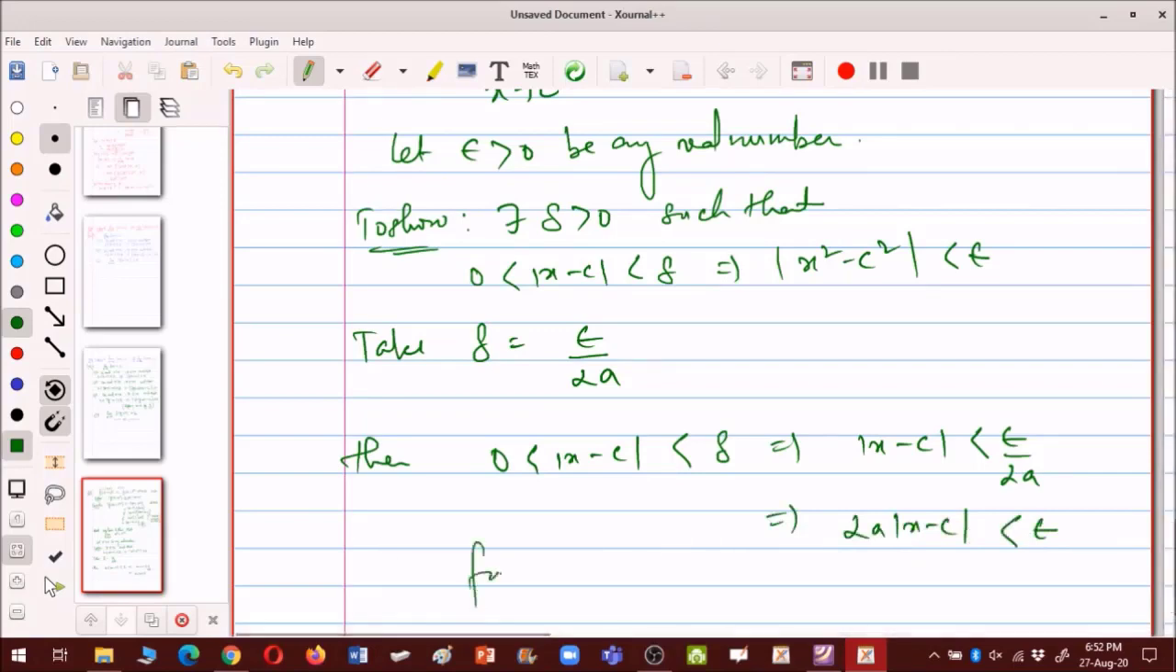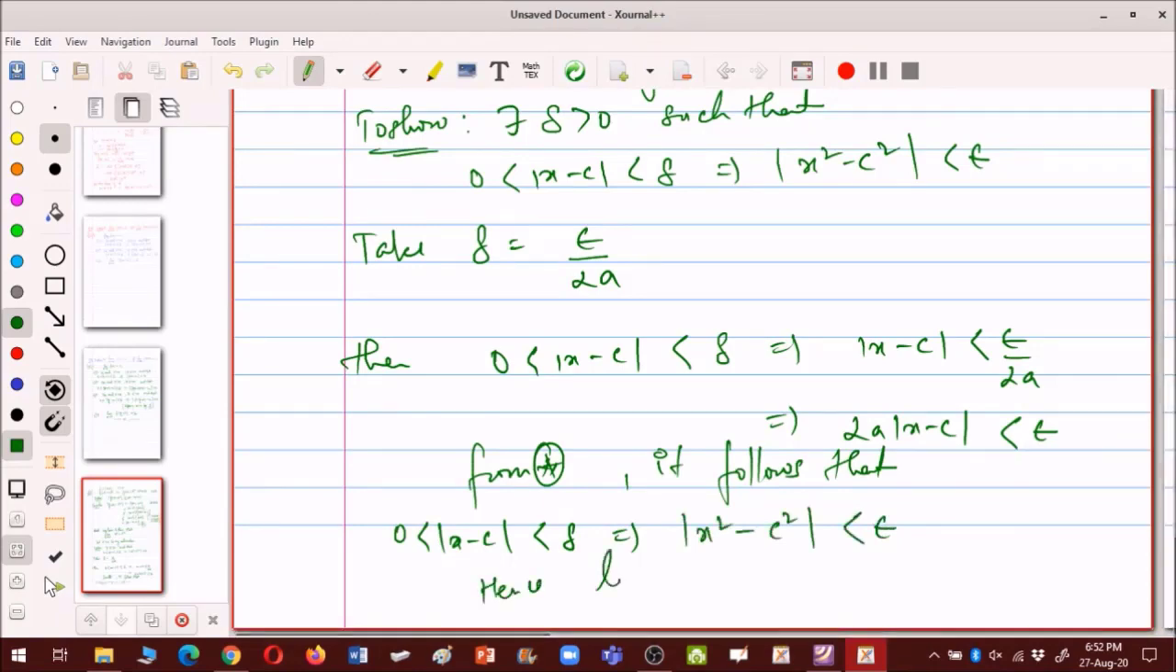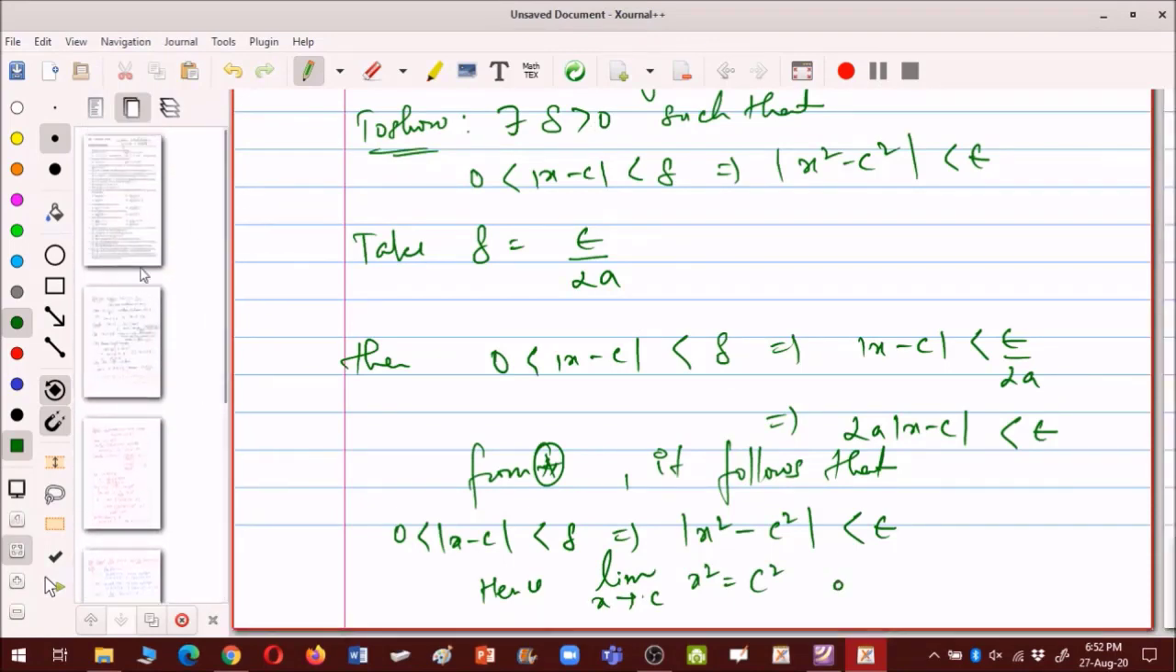So from star we have 0 < |x − c| < delta implies |x² − c²| < epsilon. Hence limit x tends to c of x² is equal to c². So this is the proof of question number 5. Now let us move to question number 6.